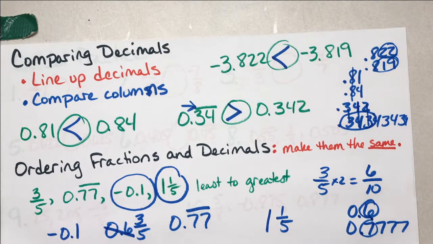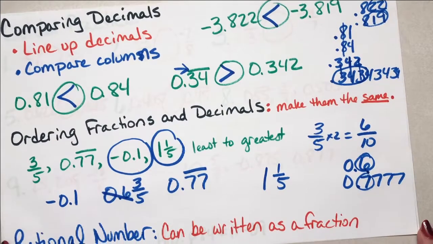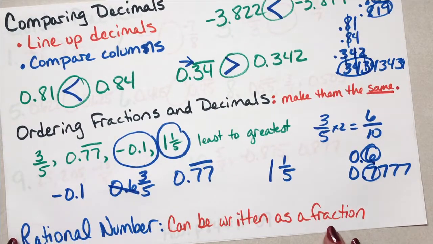And the last thing this set would like to show you is the definition for rational number. The term rational number means it can be written as a fraction. Rational means it's a part of a number. It's not a whole number.